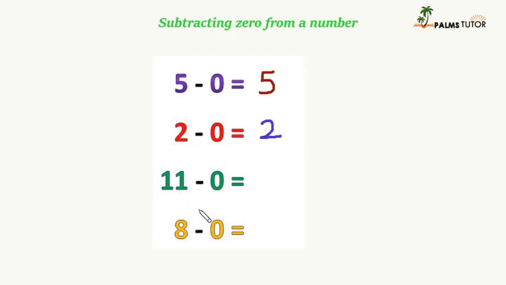11 minus 0. You have 11 buttons. You take away 0 buttons. No buttons. How many buttons do you still have? You have 11 buttons. So also, 8 minus 0 equals what? Brilliant. 8. So when we are adding or taking away 0 from a number, the number remains the same.